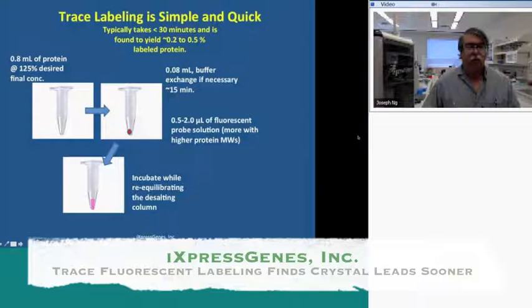smaller amounts down to 0.5 for lower molecular weight proteins. We incubate this solution while we are equilibrating the desalting column into the buffer that the protein had initially come out of. If we want to really speed this up, we use 2 desalting columns, one of them already pre-equilibrated, and this is what gets us down to the 5-minute reaction time.